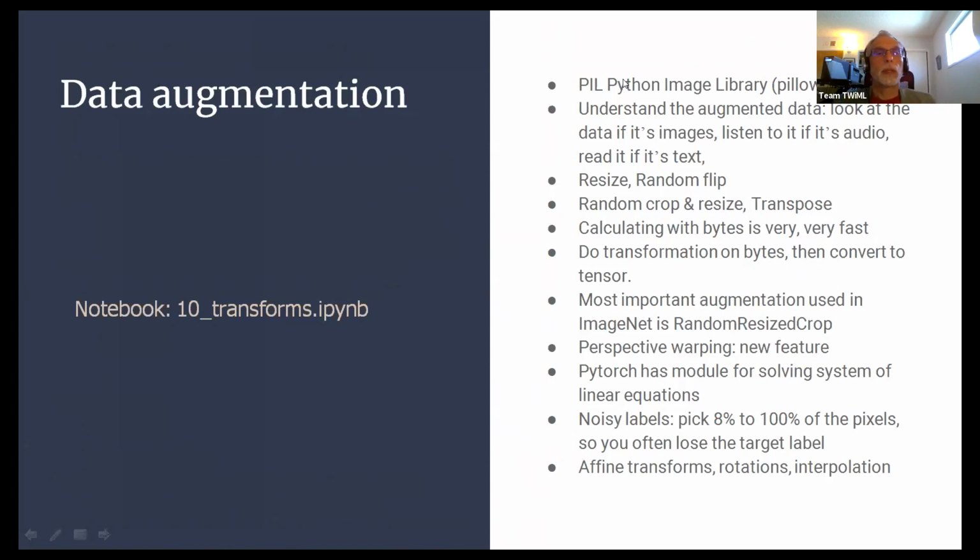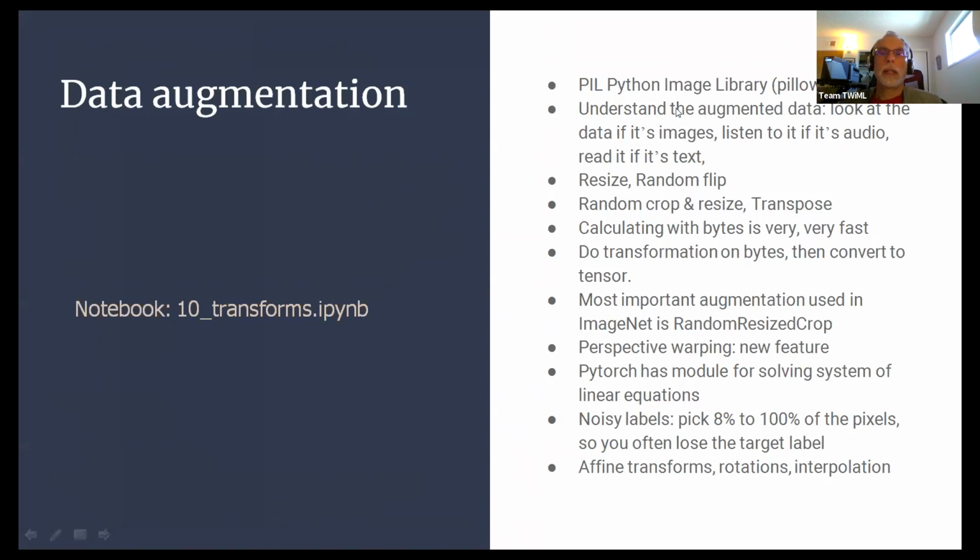So for this particular notebook, he uses the Python image library called Pillow. It's also called PIL, and it just has a lot of functions that manipulate images in it. But the main point that I get out of this is Jeremy says that once you've done the augmented data, don't just move on. Understand that data, look at it carefully.